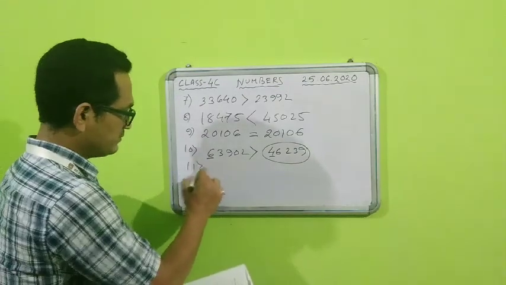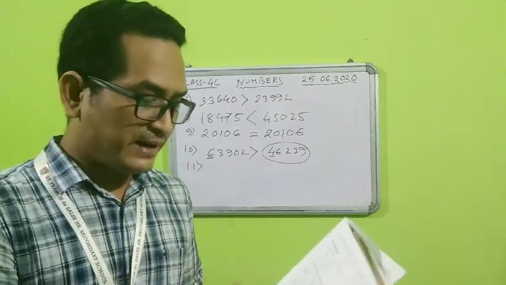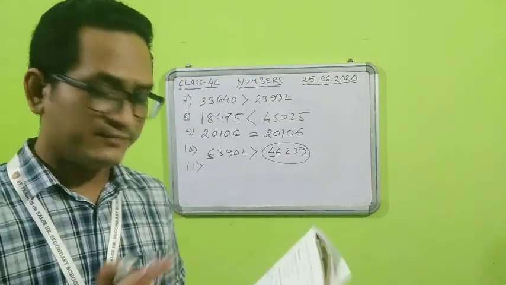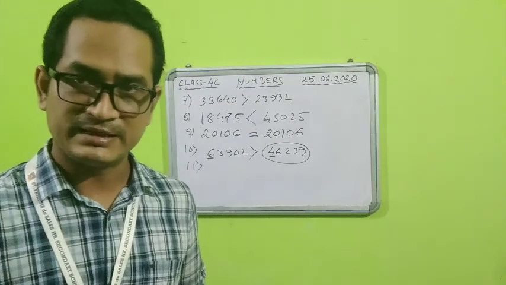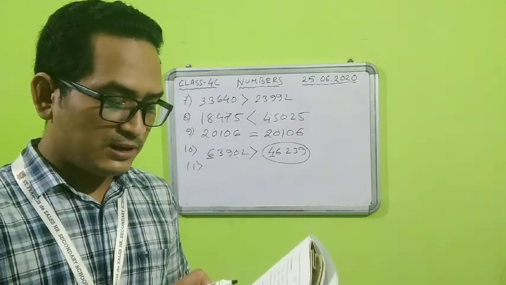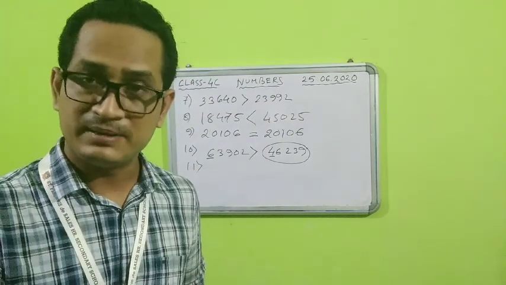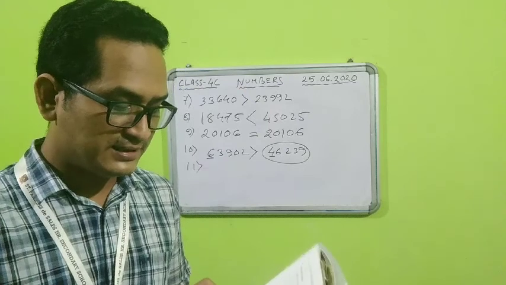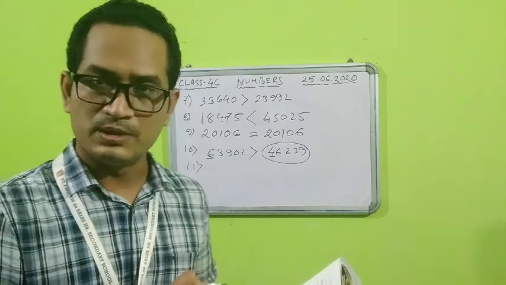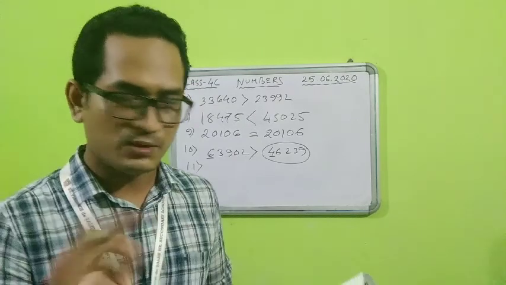Then question number 11. Which of the following is the smallest? Now students, there are 4 numbers given. All have 5 digits. The 10,000 place is the highest. We need to find the smallest. You can see all have 7 in the 10,000 place, so you have to see the 1000 place now. In the 1000 place, if you see, that is 0, 6, 0, 2. So there are 2 zeros in the 1000 place. That will be the smaller one.